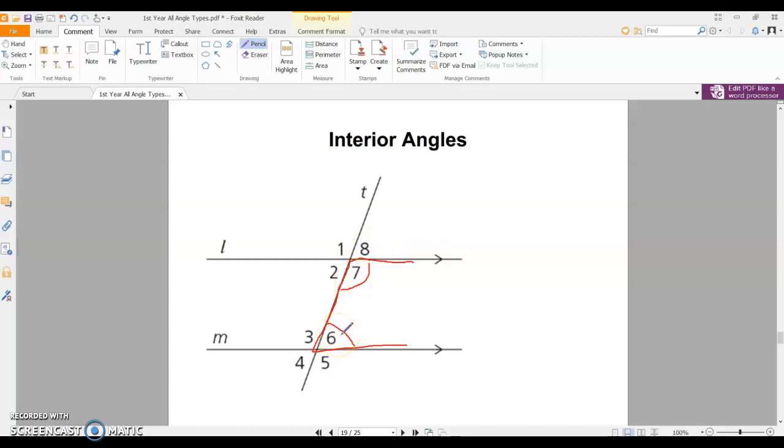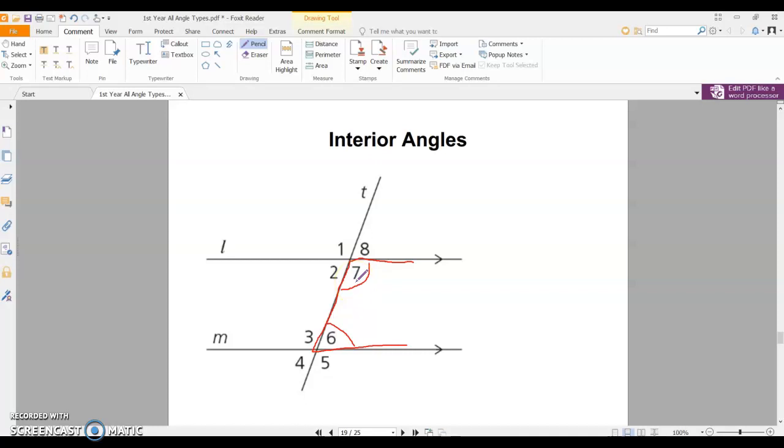So what can I say about interior angles? Interior angles always add up to 180 degrees. So angle 6 plus angle 7 is equal to 180 degrees. So let's say if I told you angle 6 was 60 degrees, then you would be able to tell me that 7 is 120 degrees.